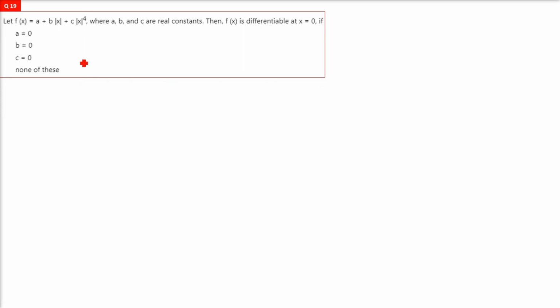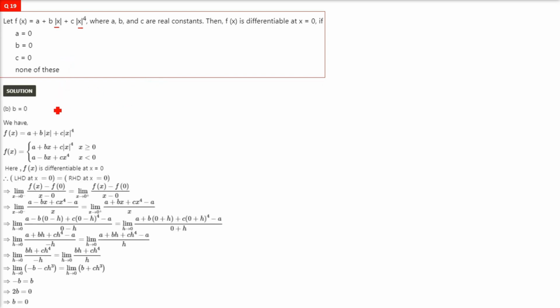Let f(x) be equal to a + b|x| + c|x|⁴, where a, b, c are real constants. Then f(x) is differentiable at x equals 0 if... So the differentiability is already given, f(x) is differentiable.